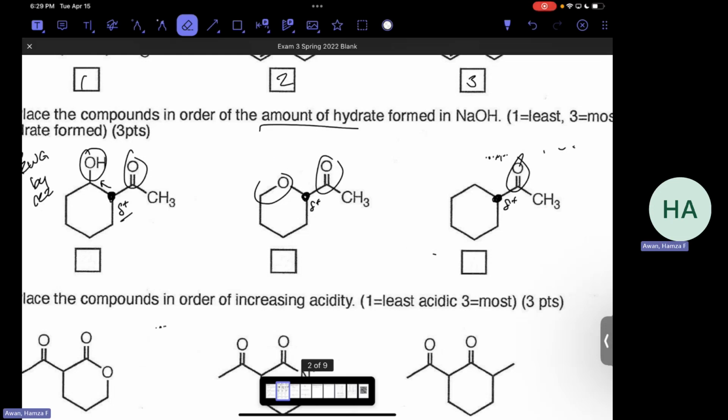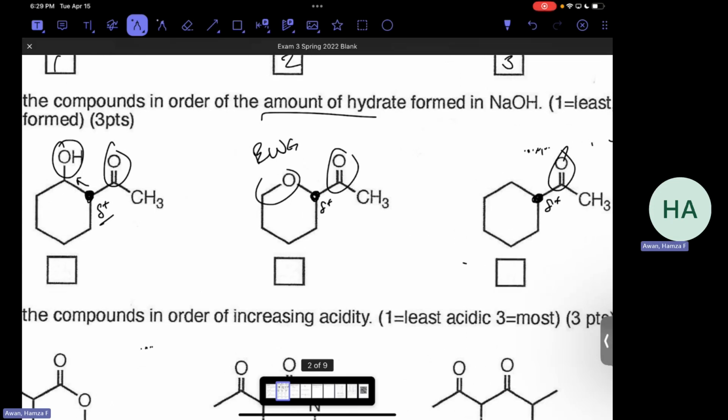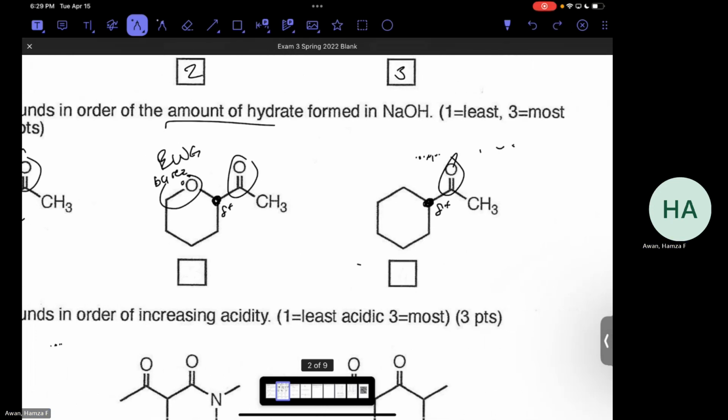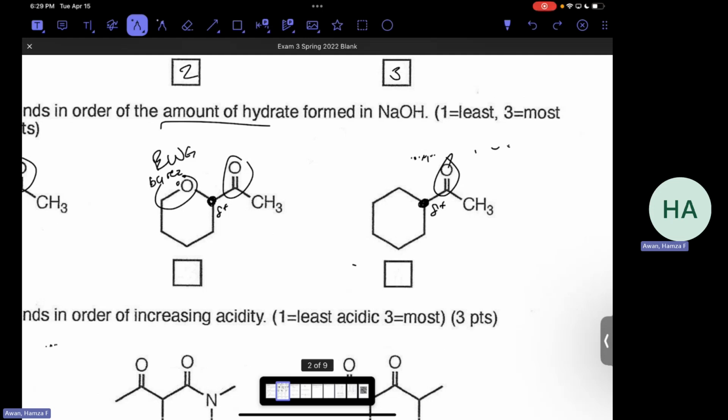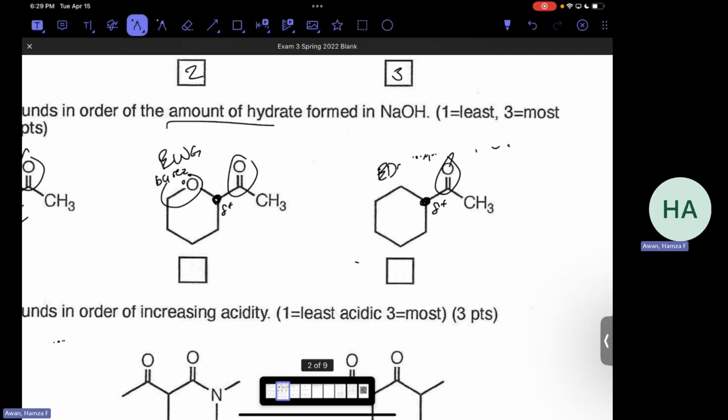No, this would be a withdrawing group. So this is an electron withdrawing group by resonance as well. We have the lone pairs, and then this can go over here. This would be an electron withdrawing group. And then on this side, we have the electron donating group by induction.